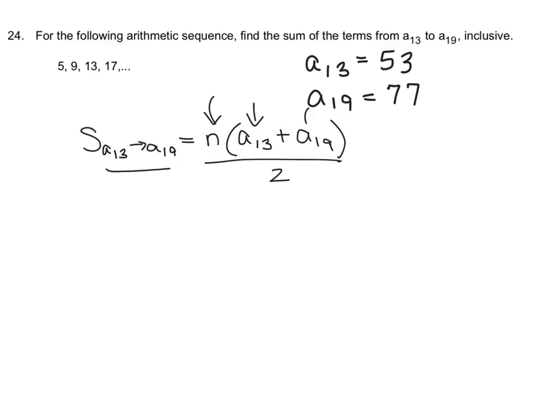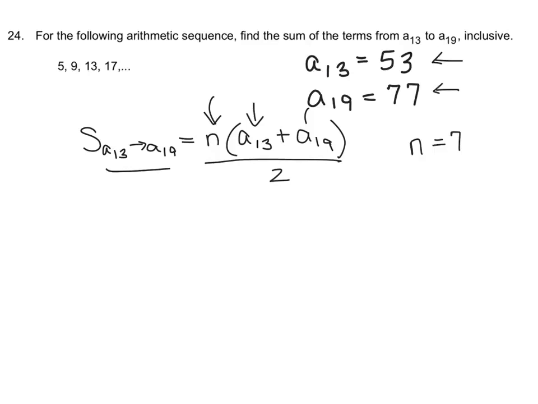You can also find N mathematically by just taking the 19, subtracting the 13 and adding 1 to it. So if you have a problem like this on your homework, just take the largest number, subtract the smaller number, and then add 1, and you'll get what N equals. All right, so N equals 7, and then we already found that A13, or the 13th term in the sequence, is 53, and then A19 is 77.